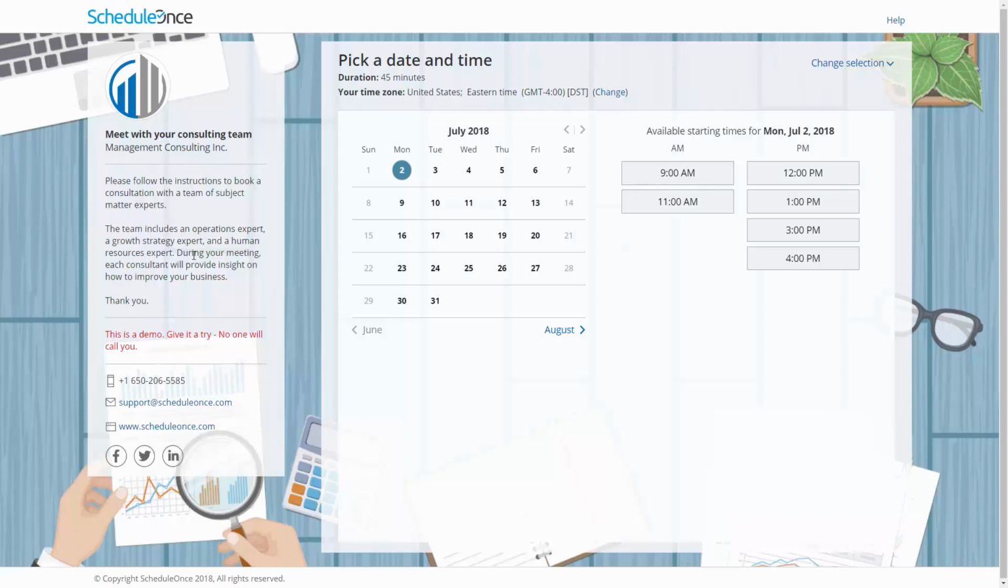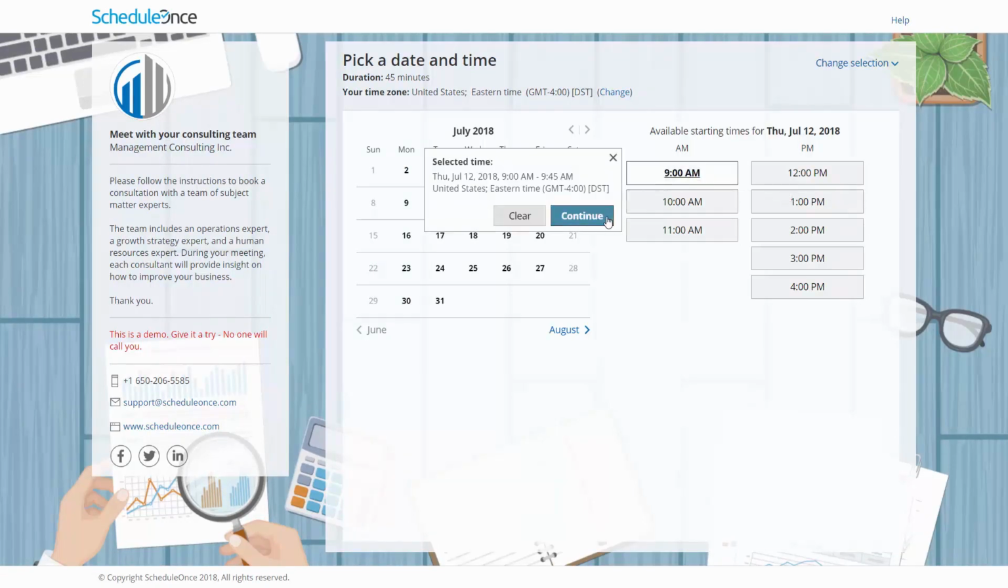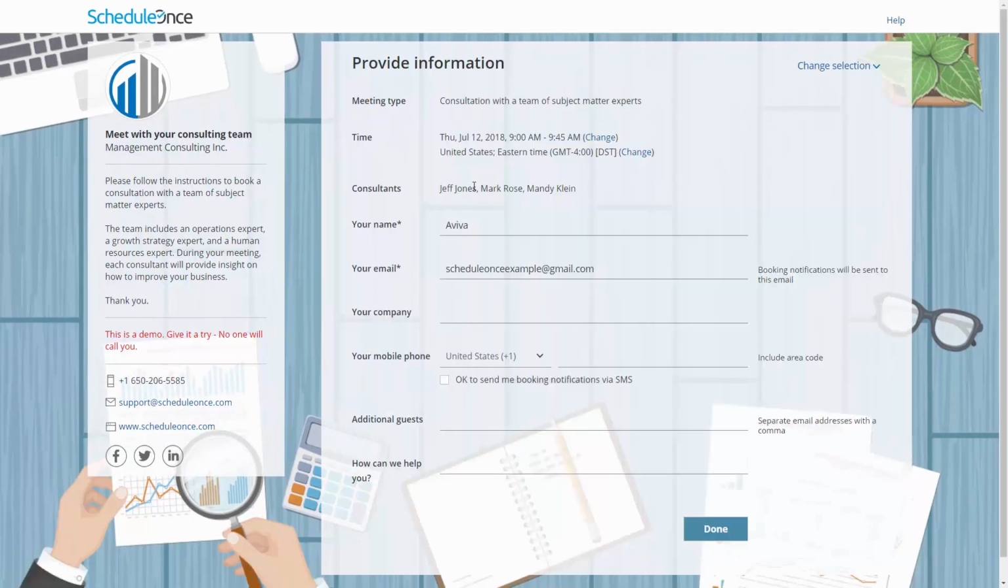If you're a customer coming to this page, you'll click on a date and a time and click continue. And you will see here that 3 different consultants were assigned to the meeting. So when you schedule it, all 3 consultants will receive the calendar event and the notifications. That's a really great way for your customers to schedule meetings really easily with multiple team members simultaneously. And now I want to show you how to set this up.